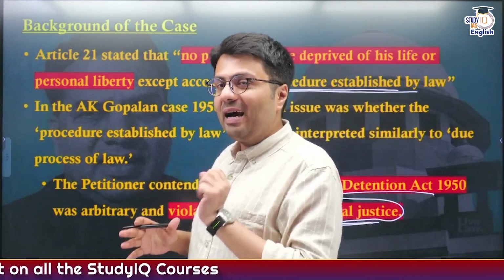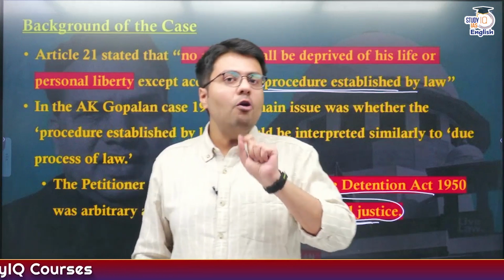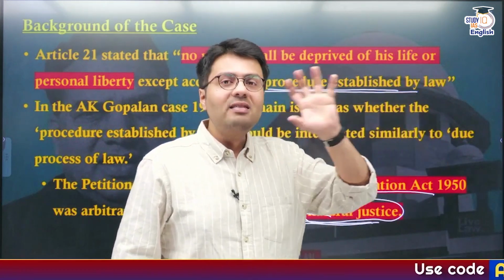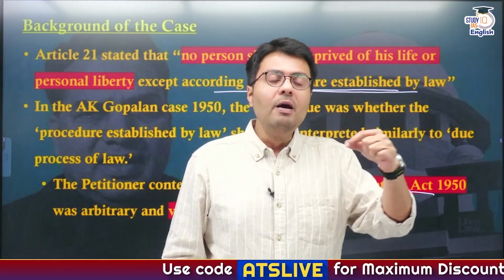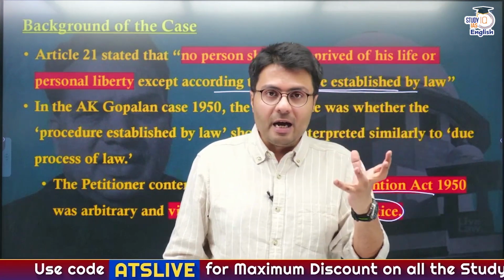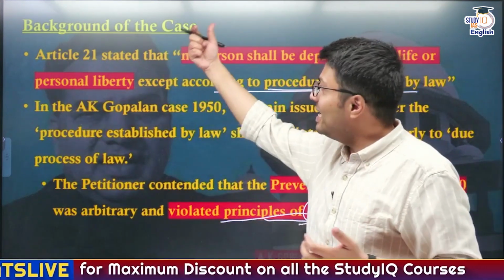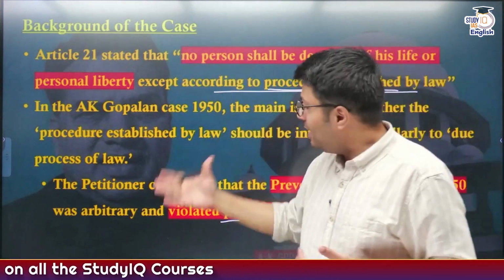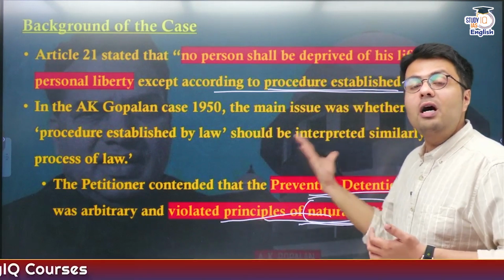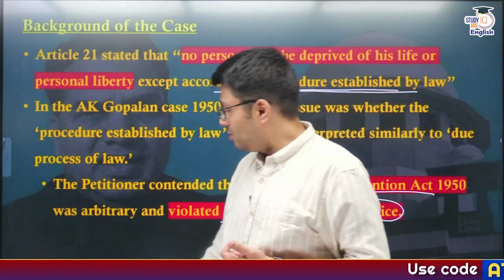So this was the background of this case, that A.K. Gopalan put forward his case citing Article 19 and Article 21. Article 19 allowed people to move freely within India, whereas Article 21, it said that you can't deny any person his personal liberty, especially when you do not take care of his or her principles of natural justice.